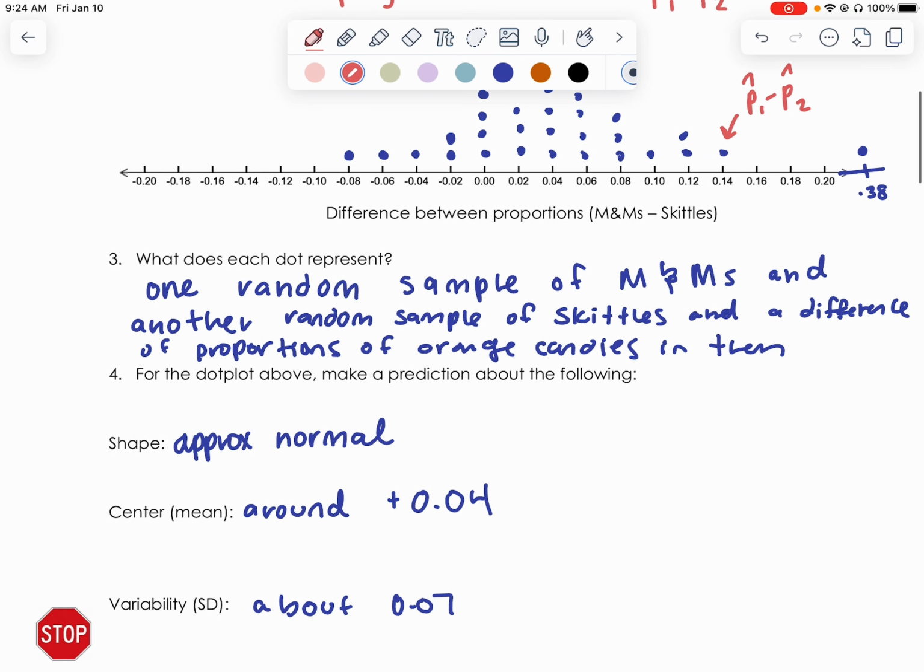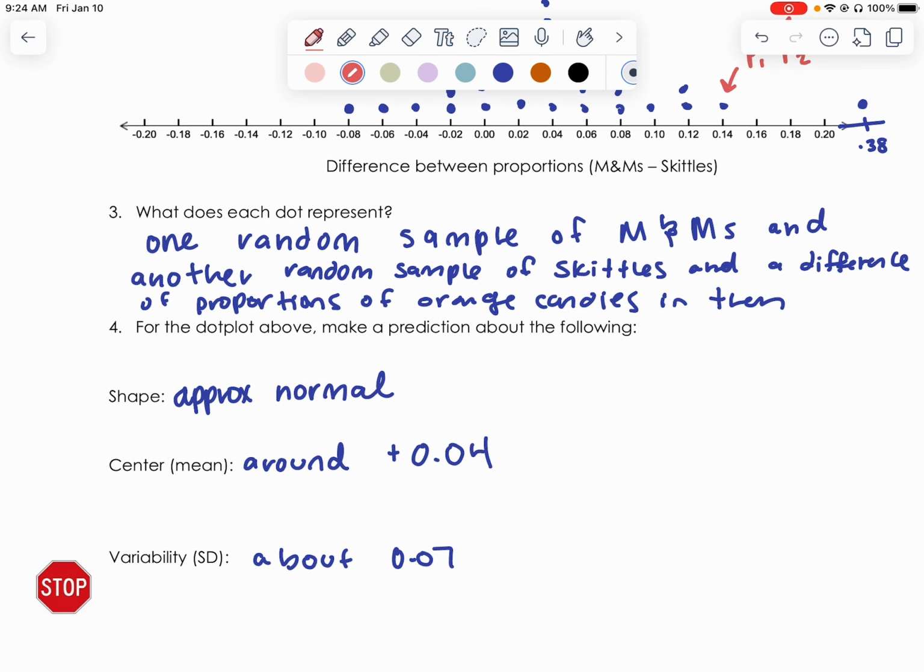All right, now for the dot plot, we're just making some predictions here because we're not really sure what exactly to do. So we predicted that the shape would be approximately normal, at least I did. I don't know what you did. I predicted the mean would be about 0.04 and the standard deviation would be about 0.07. And I said positive 0.04 since there was a negative option. We shouldn't have that many negative data points.